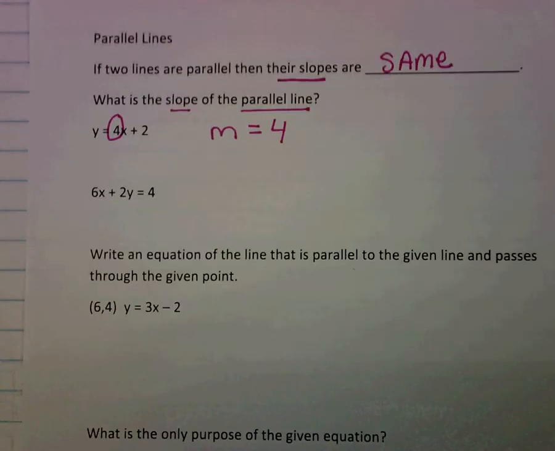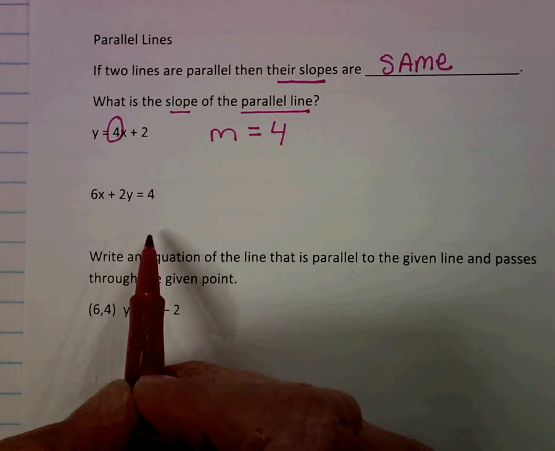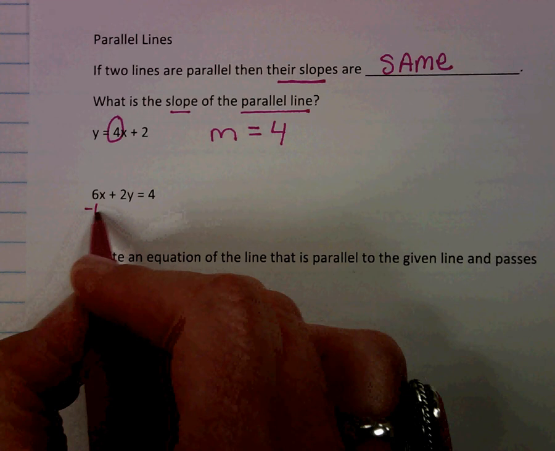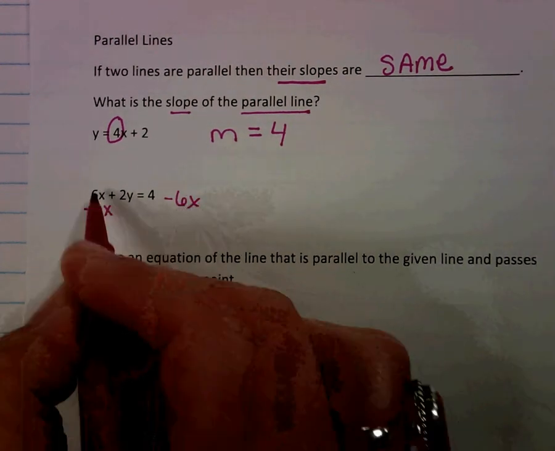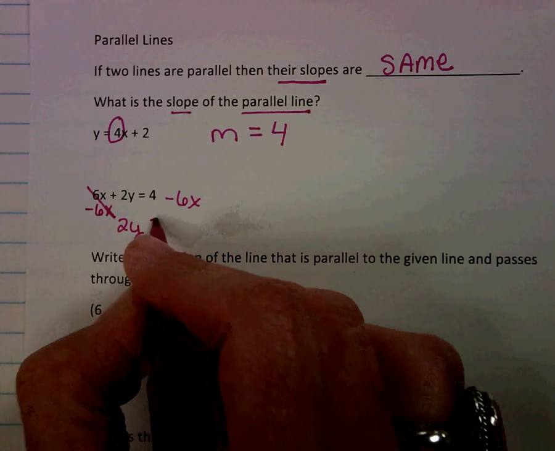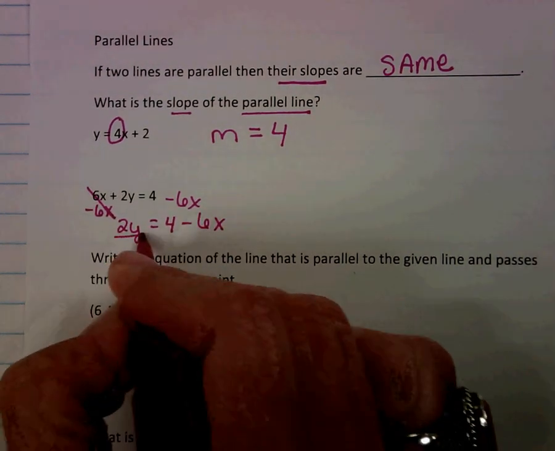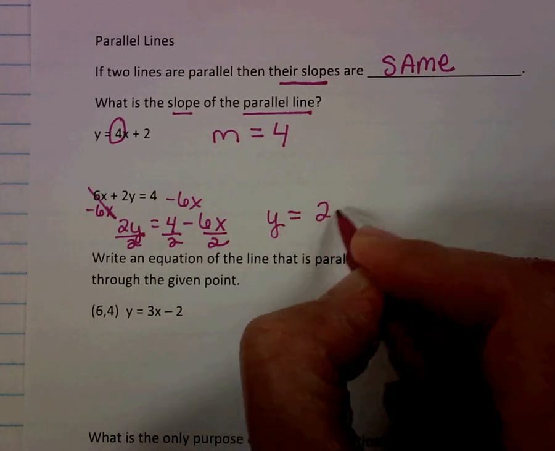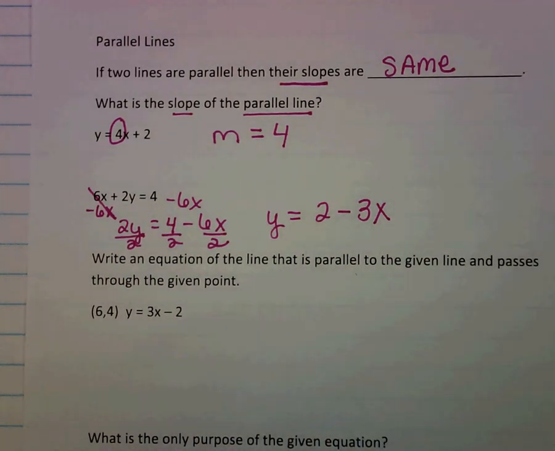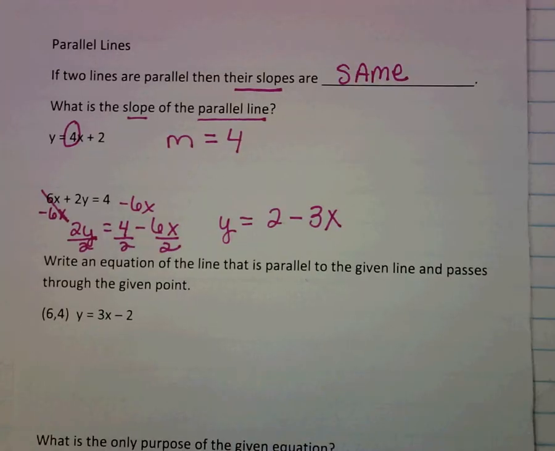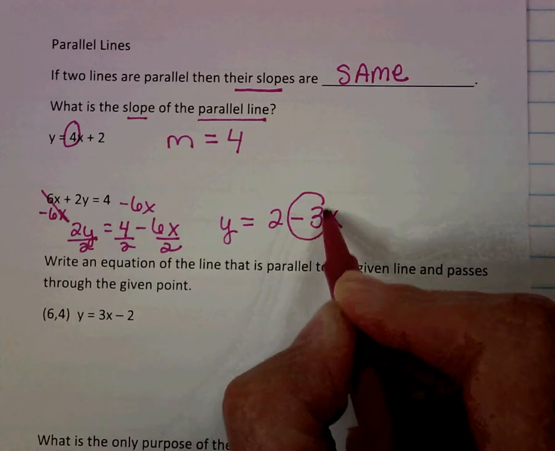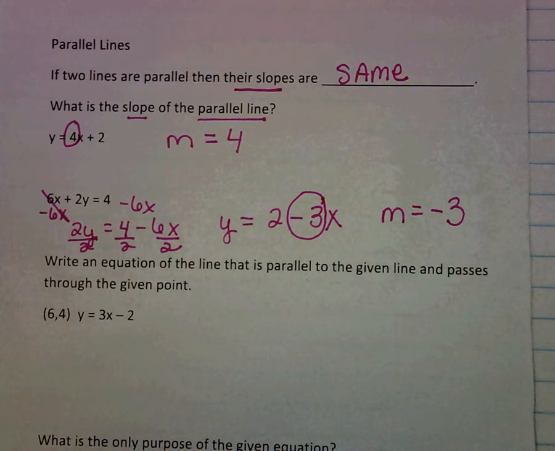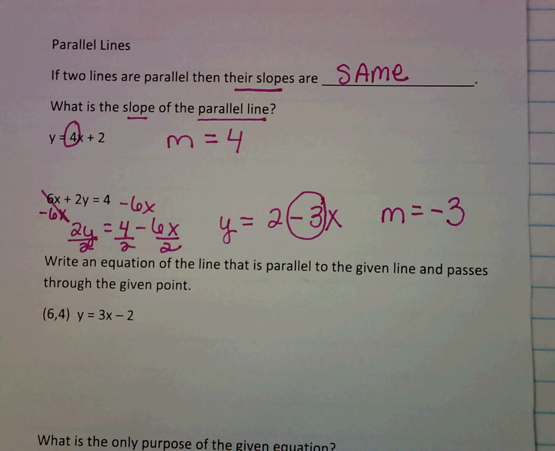In the second equation, this is in standard form. Remember, we cannot identify the slope when it is in standard form. So I'm going to need to rearrange this by subtracting 6x. And then we're going to divide everything by 2. And so that would give me y equals 2 minus 3x. So now that it's in slope-intercept form, I can identify the slope, which is -3. So the slope of my new line is also -3. Now you may think that seems really silly that we did that, but that's very important.